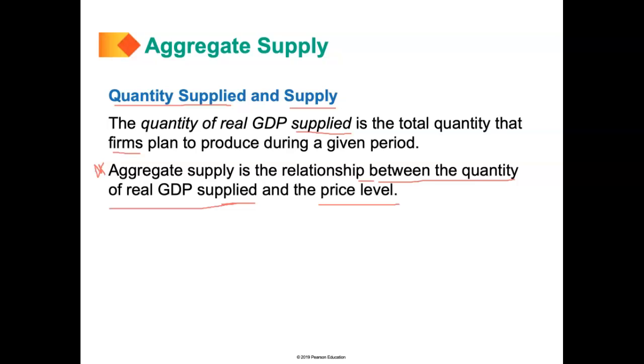Now, with aggregate supply, we need to make two distinctions. We have aggregate supply in the long run. In the long run, we're looking at 2 or more years.